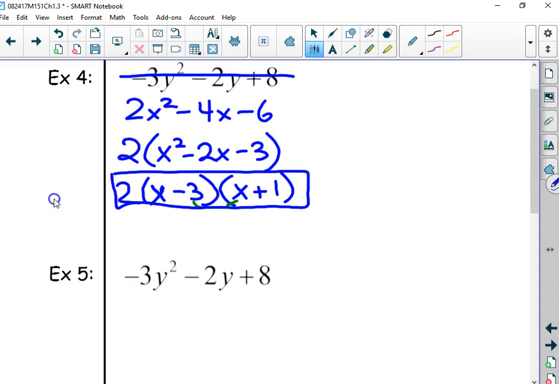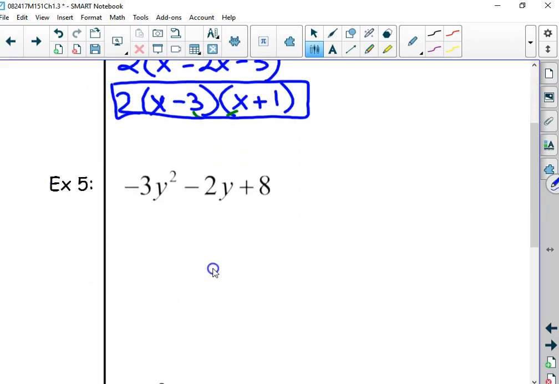On example 5, we cannot factor out a number, but we should factor out a negative. I really do not like to try to factor these when my y squared is positive. So I'm going to factor out a negative by changing the sign of every term. Okay, so this and the next problem, we can do a little bit of trial and error.